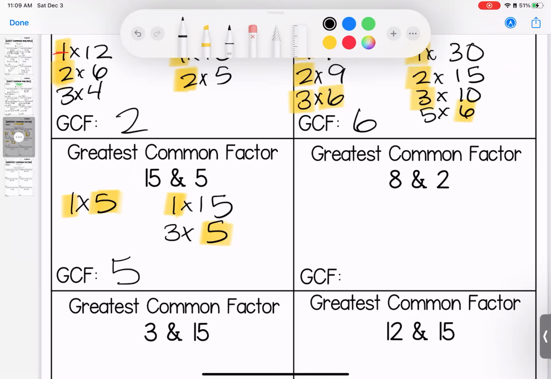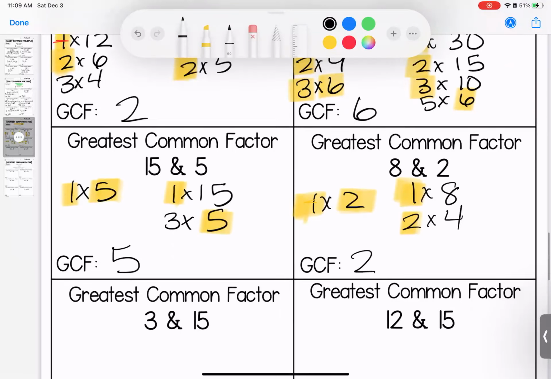Factoring out 8 and 2, 2 is prime, so it only has the factors of 1 and itself. 8 is 1 times 8 and 2 times 4. They both share a 1 and a 2. Greatest common factor is 2.